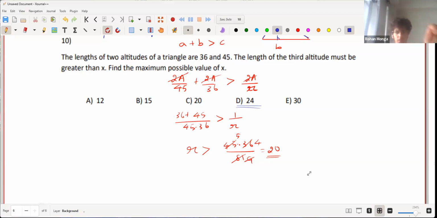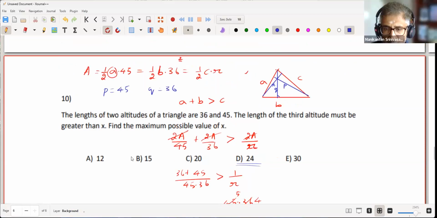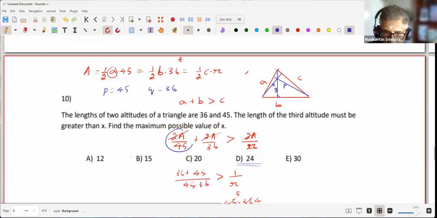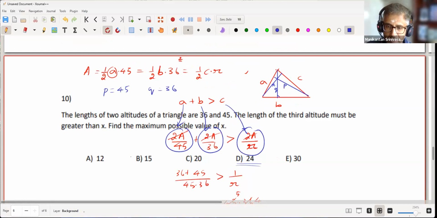Yeah. So what have you done in the 2a upon 45? I know it's equal to a, but the small a plus small b is greater than small c, right? So this quantity is small a, this quantity is small b, this quantity is small c. So I've written the sum of two sides in a triangle is greater than the third side. And that translates in terms of reciprocals of the altitudes. Oh, so 2 times area, and then you divide by the base.